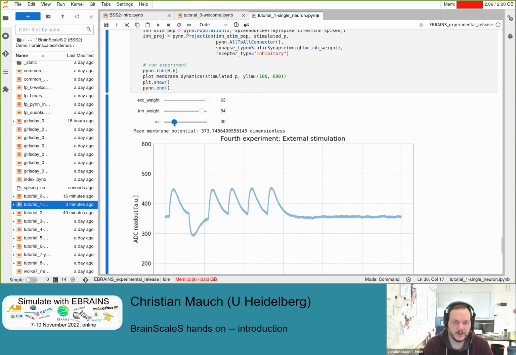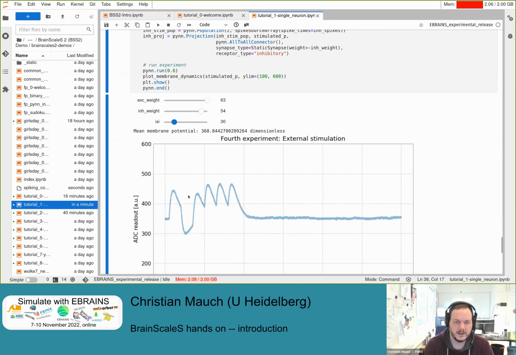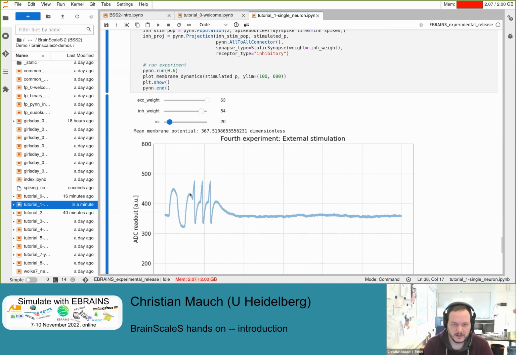But when we reduce the interval between the spikes that we send, we see that the input spikes now add up. If we reduce it further, we can see that the membrane potential reaches the threshold and really spikes.